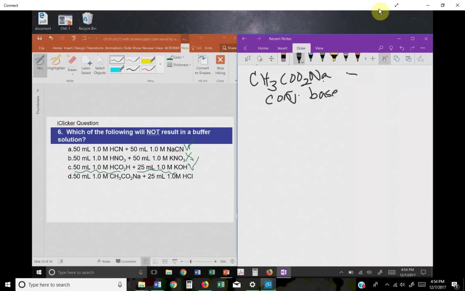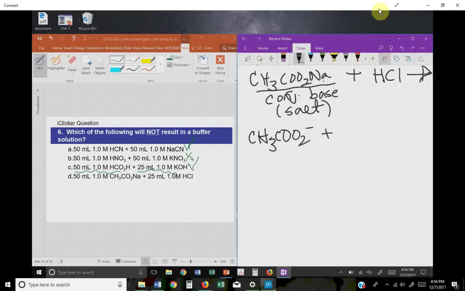And we have HCl. Well, when we react these two together, what do we get in solution? Well, in solution, all of this is going to dissolve completely. Why? Because it is a salt. Remember, it's the salt of a conjugate base, and so it's going to completely dissolve to give us acetate plus sodium. And this is a strong acid, so it's also going to completely dissociate.